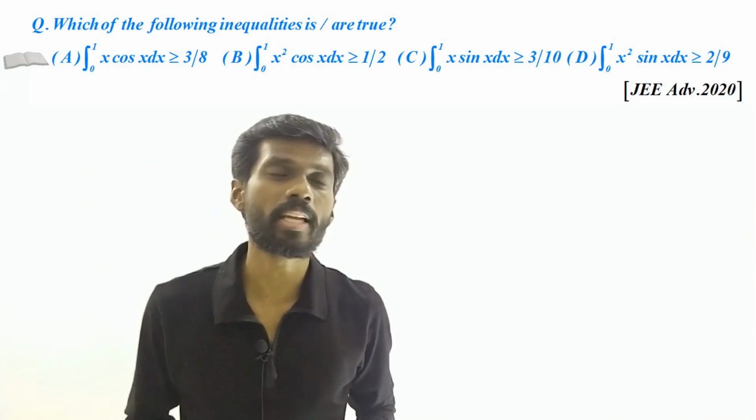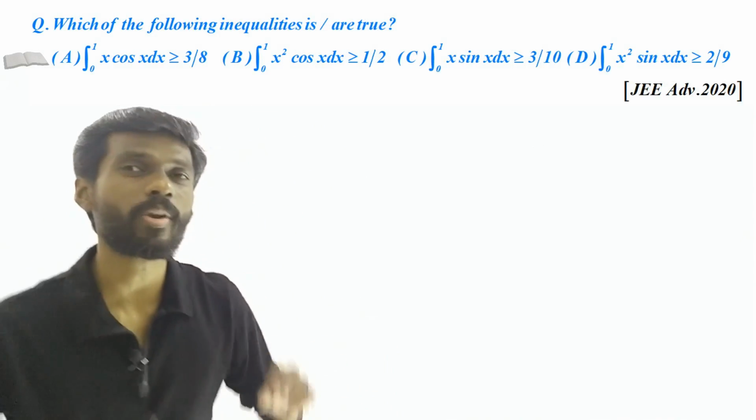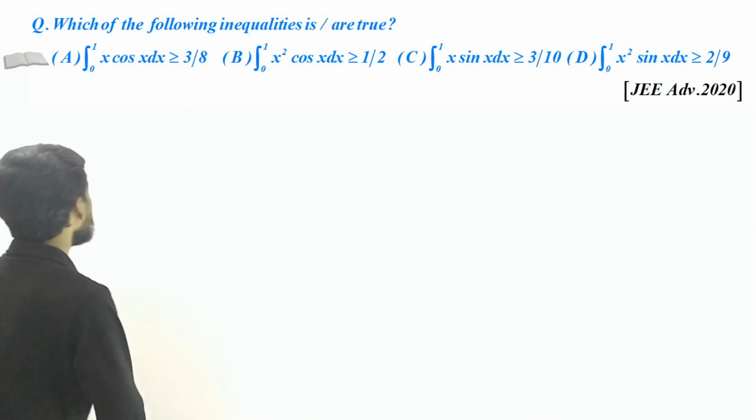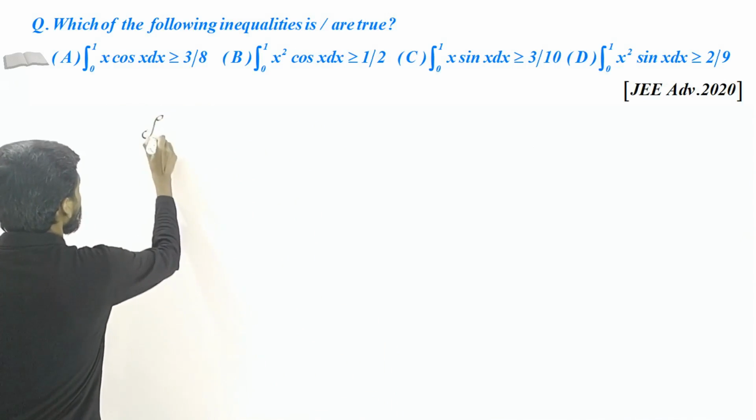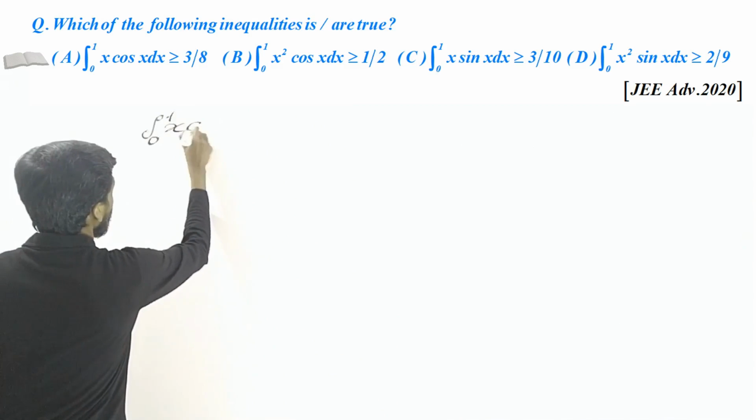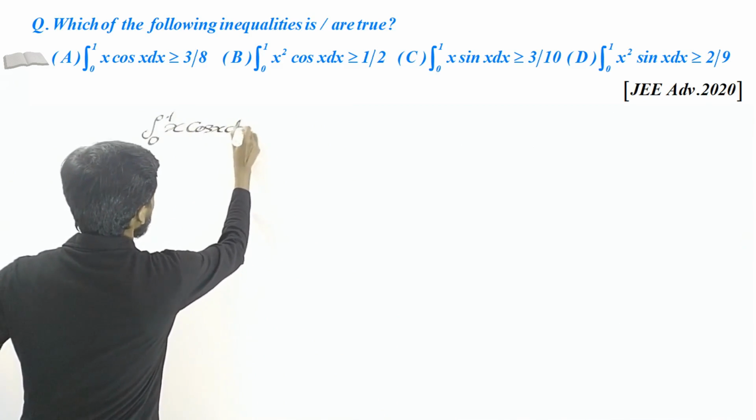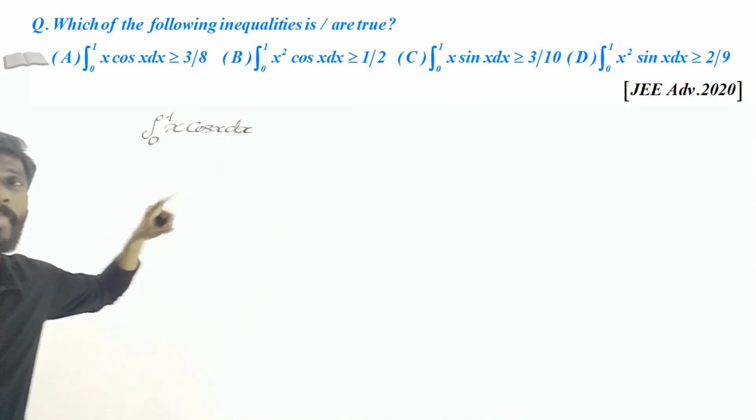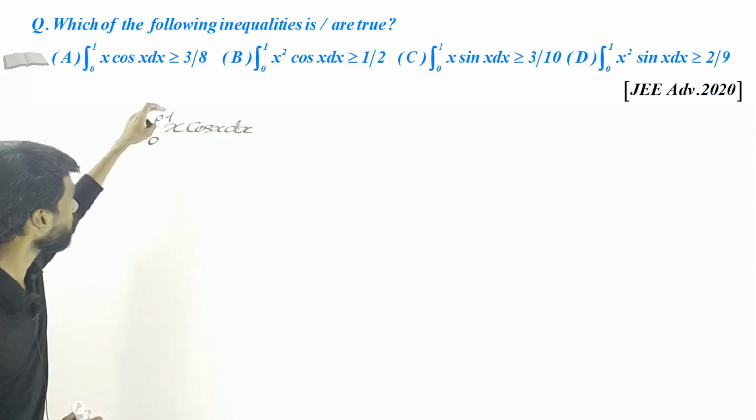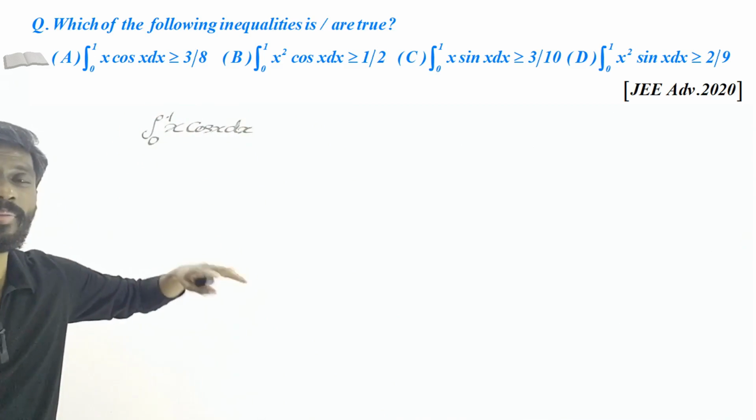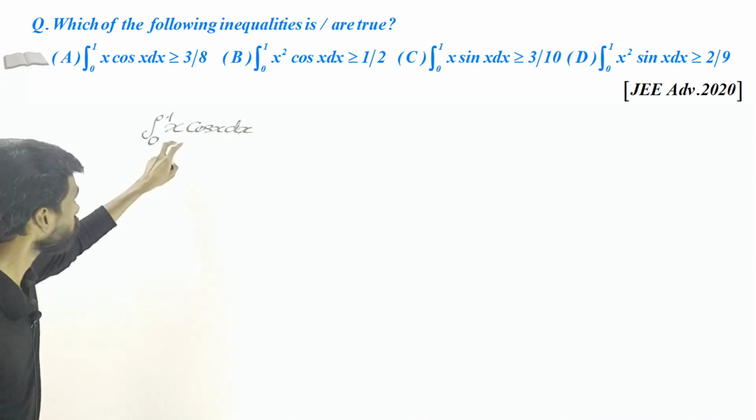Here some integrals are given, we have to verify some inequalities. So let us do this one by one. So the first one is integral 0 to 1 x cos x dx. This can be done directly also using integration by parts. But if you do that, we have to substitute the upper limit cos 1 or sin 1 value, which we don't know. So we use another method.